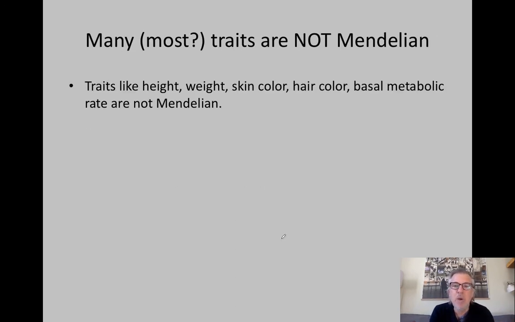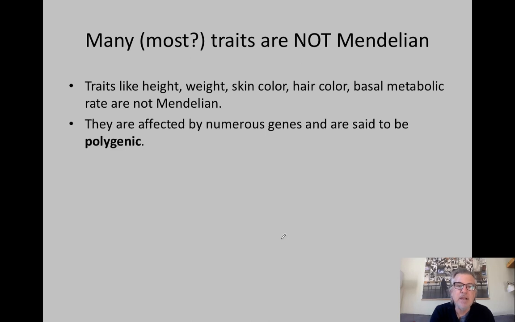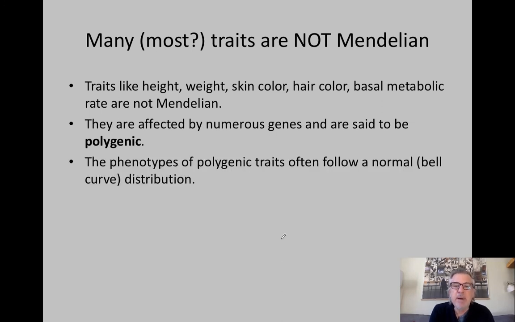Traits like height, weight, skin color, hair color, basal metabolic rate, all sorts of traits of most organisms are not Mendelian. They are affected by numerous genes, and when a trait is affected by numerous genes, it is said to be polygenic. The phenotypes of polygenic traits start to follow a normal or bell distribution, not the either-or that we see with simple Mendelian traits, but a normal distribution.